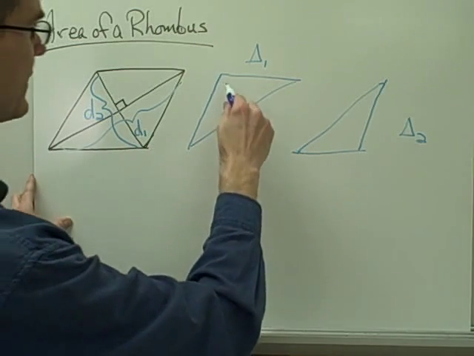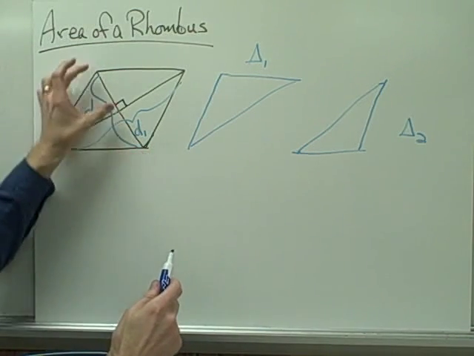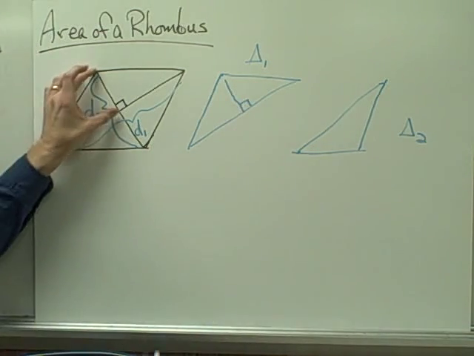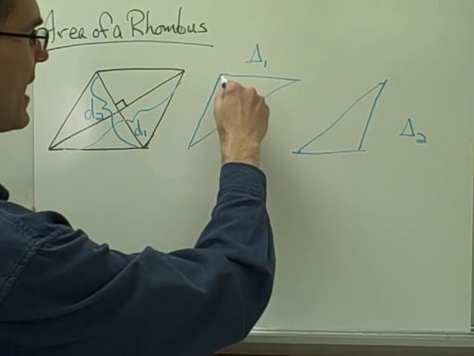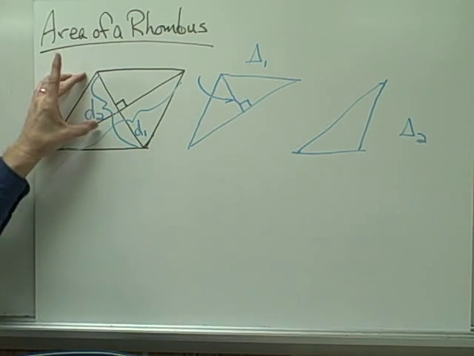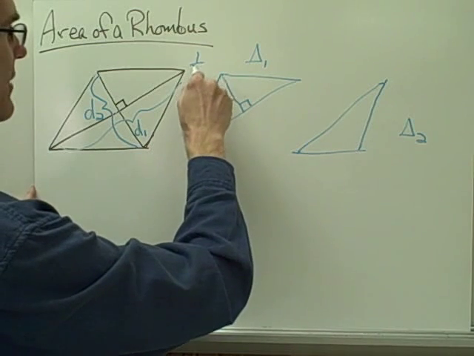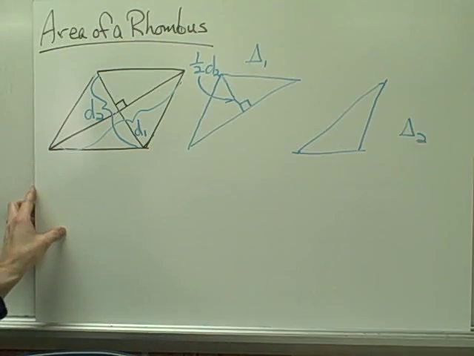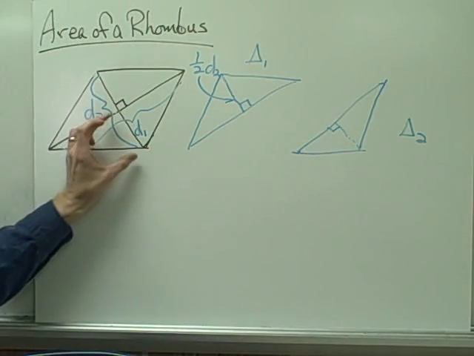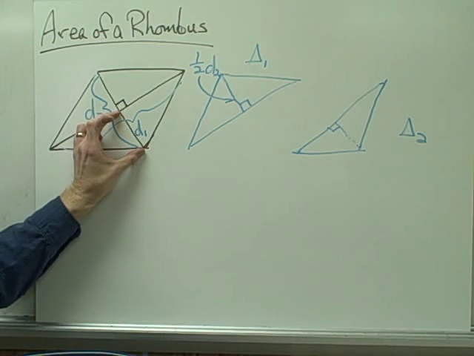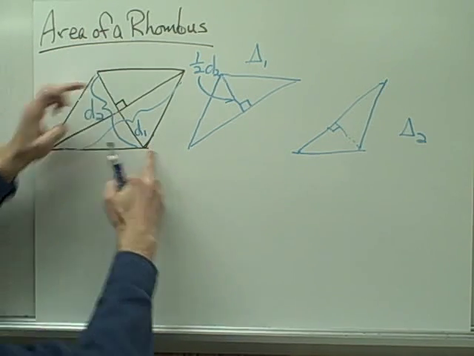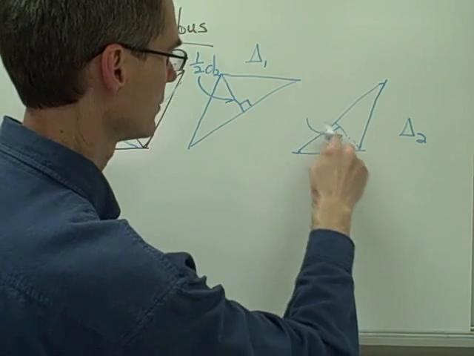Well, notice that if I draw in this piece of diagonal 2 here in these triangles, that's already perpendicular right here. So I'm going to use this as my height. In other words, the height of this triangle right here is going to be half of diagonal 2. So this is 1/2 d2. And also for this triangle, I'm going to use this as my altitude in this bottom triangle. Well, this is again 1/2 of this second diagonal. So that's 1/2 d2.